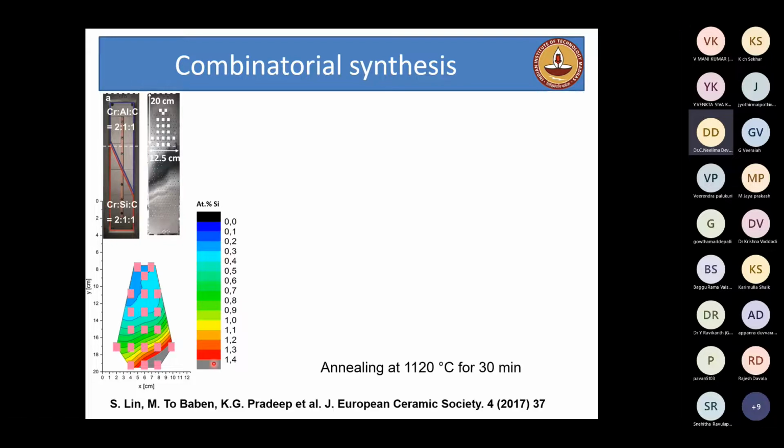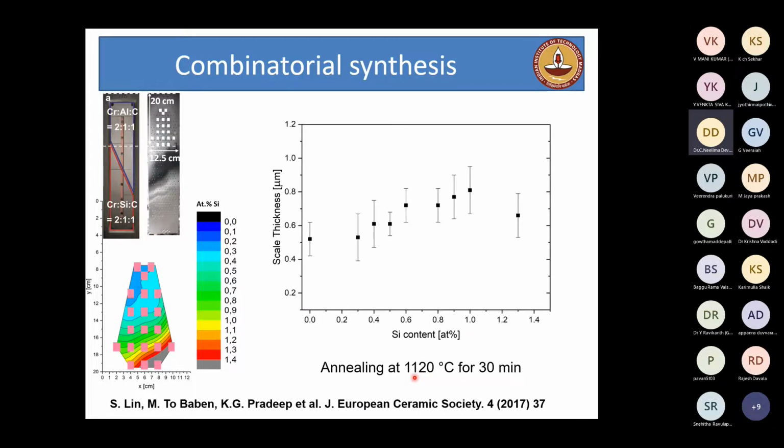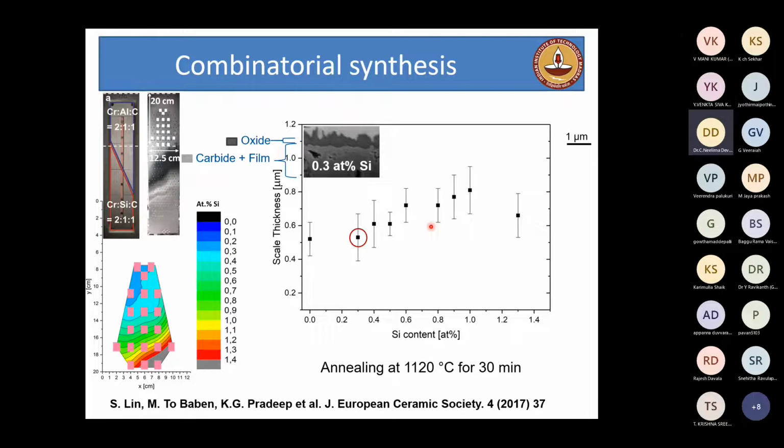Now, if you get all of these materials annealed at 1120 degrees for 30 minutes in an oxidizing atmosphere, then try to measure the scale thickness that is formed. That means the alumina layer thickness that is formed on the surface of this coating after we oxidize them at this temperature and time. So now you see, with varying silicon content from 0% silicon until 1.5% silicon in the MAX phase, you can see the oxide scale thickness increases with increasing silicon content.